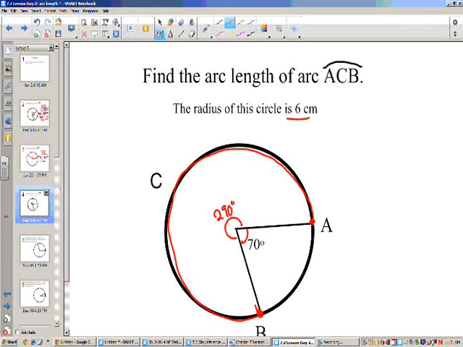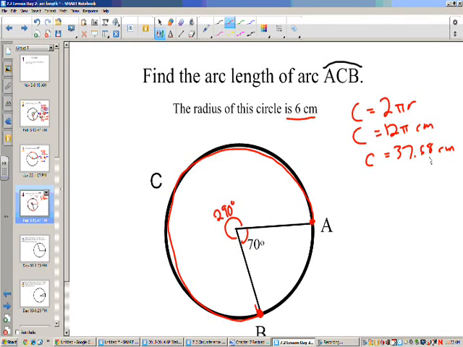It says the radius of the circle is 6 centimeters. So circumference is equal to 2 pi r. So 2 times 6 is 12. So 12 pi centimeters is our circumference. And if I put that into my calculator, I get 37.68 centimeters.